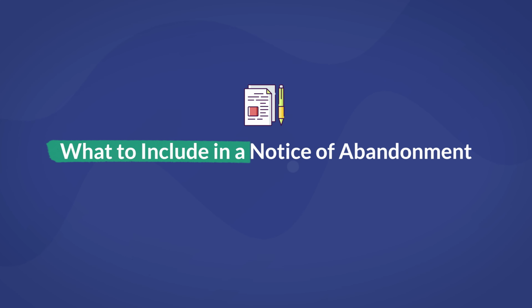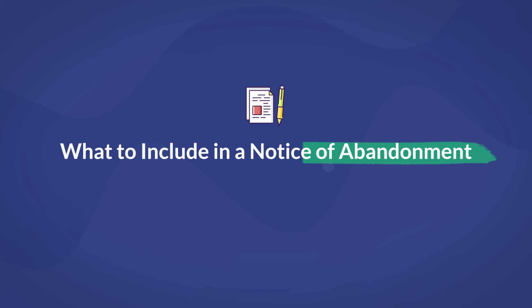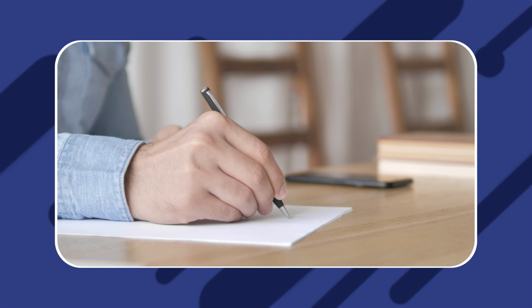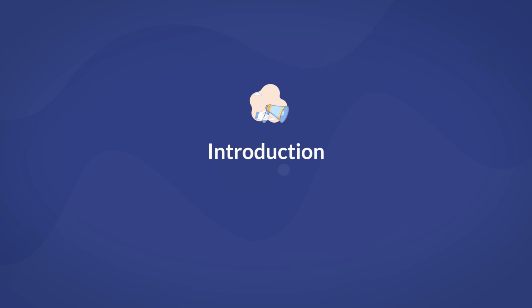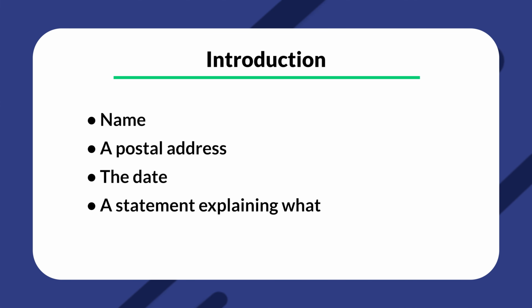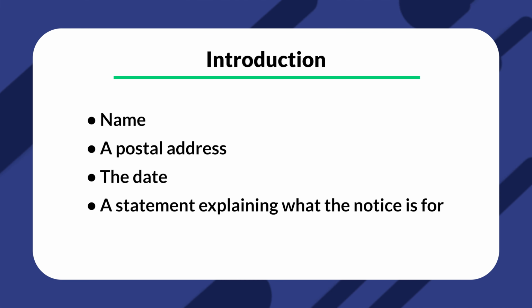What to include in a notice of abandonment. After deciding whether to issue the notice of abandonment or not, it is time to actually begin writing one. As with any notice, you should always provide some sort of introduction. This should include your name, a postal address, and the date. It should also include all of the same information for the tenant. Then, you should include a short statement explaining what the notice is for. It should be straightforward and explain exactly the purpose of the notice.